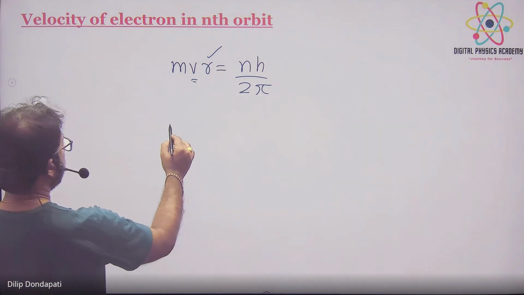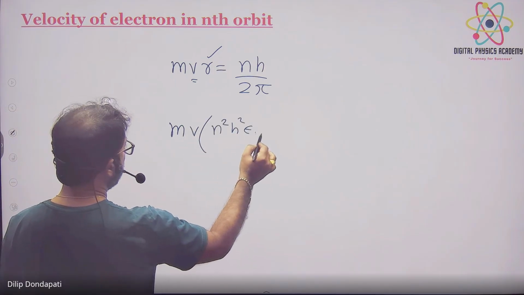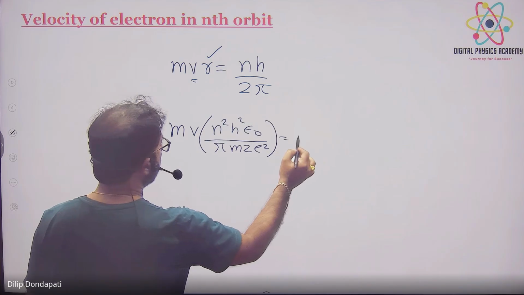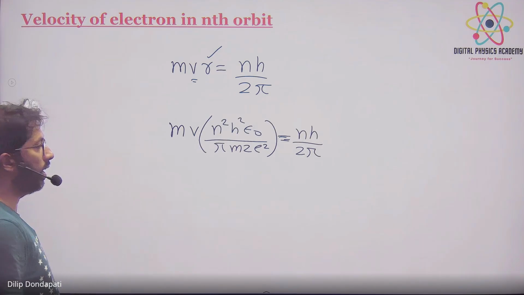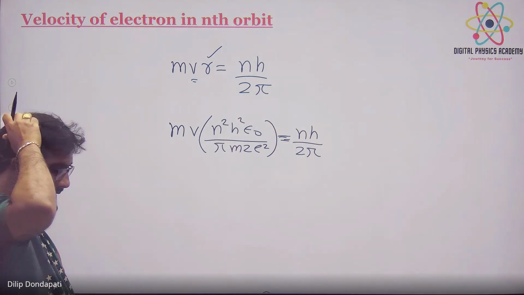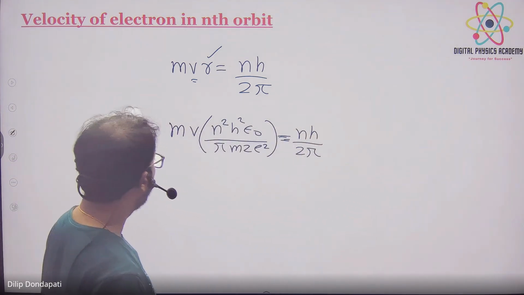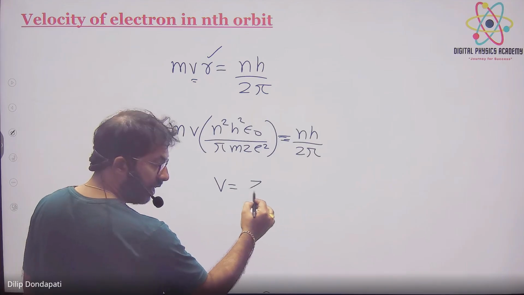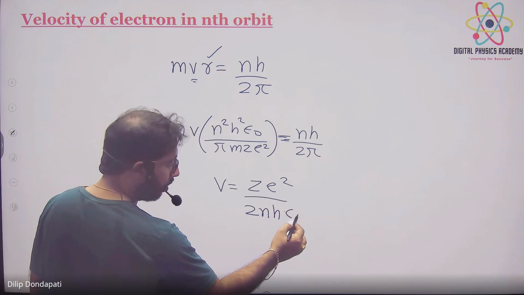R can give me nh by 2 pi. Now calculate v. Z square by nh epsilon naught, 2nh है ना? So yeah, 2n is equal to Z e square by 2nh epsilon naught.